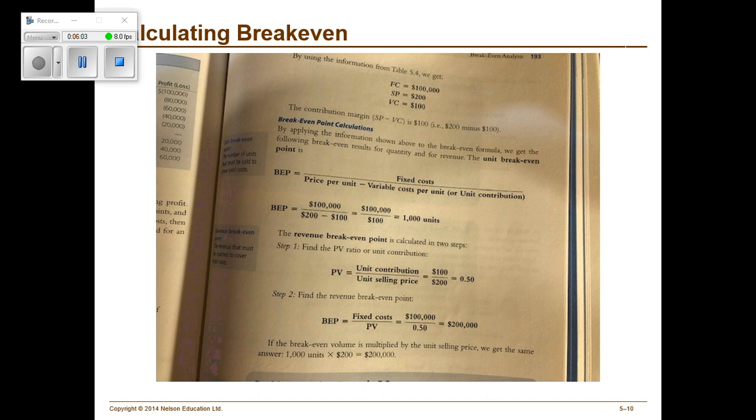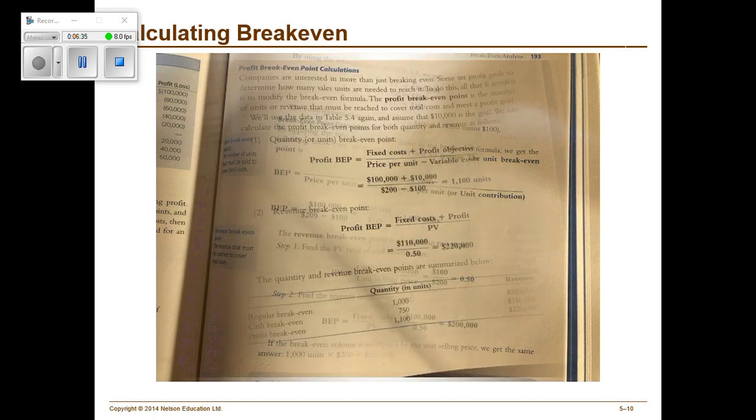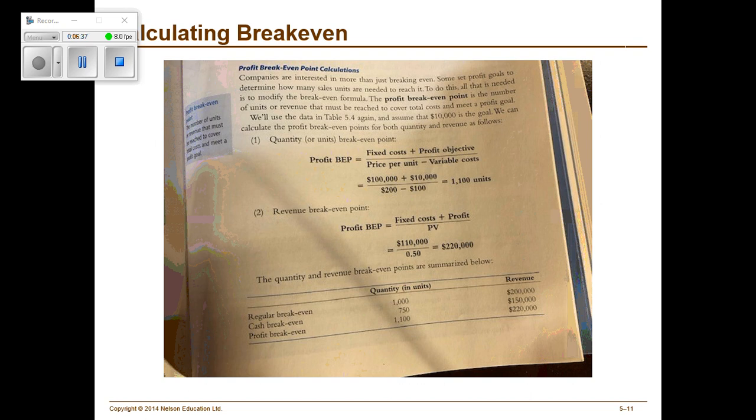So in order to break even, you need either 1,000 units, or in this case, revenue of 200,000, which is exactly the same thing, because 1,000 units multiplied by the selling price of $200 right here is going to give you $200,000. Okay, all right, moving on to the next one.